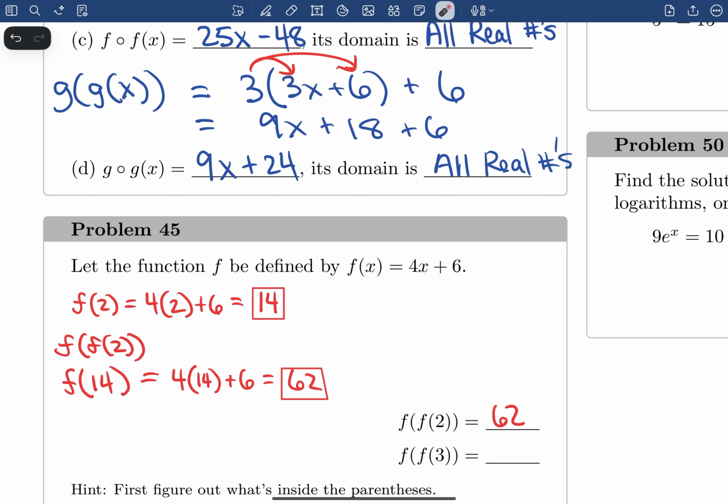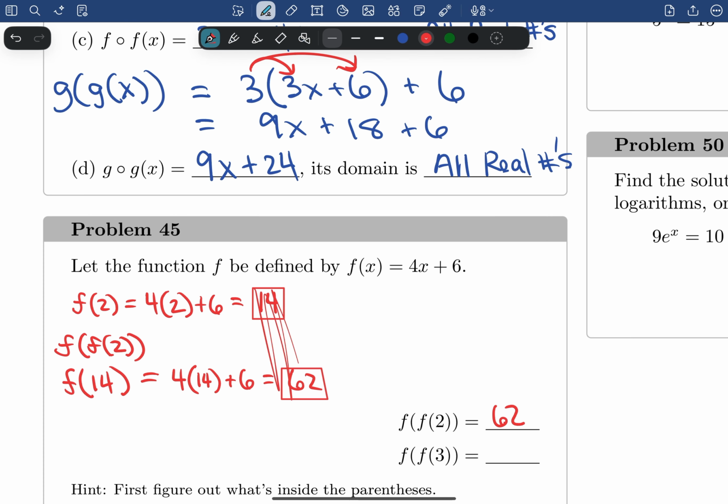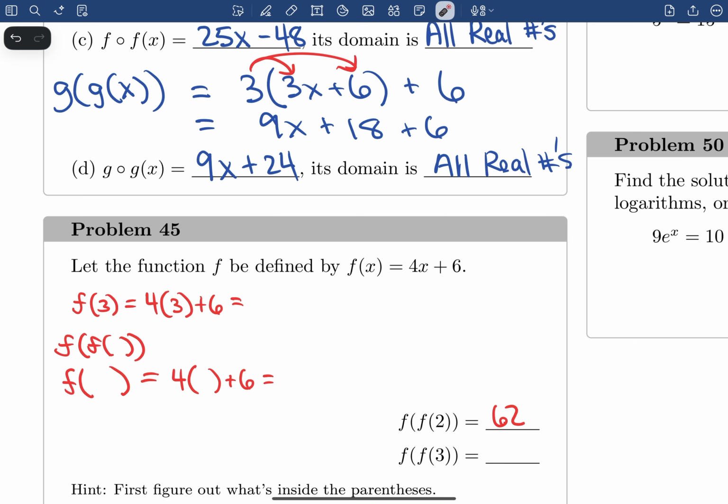Let's try that for the same scenario, but now I want to find f of f of 3. So now my input is 3. Here I go. I'm going to set this up for success here. So you see the whole process done in the same type of way. So first I want to find f of 3. So that's equal to 4 times 3 plus 6, right? I'm just plugging 3 in for x in the function. 4 times 3 is 12. 12 plus 6 is 18.